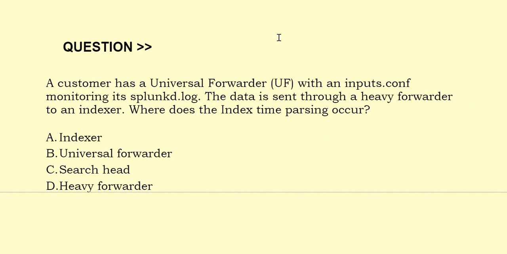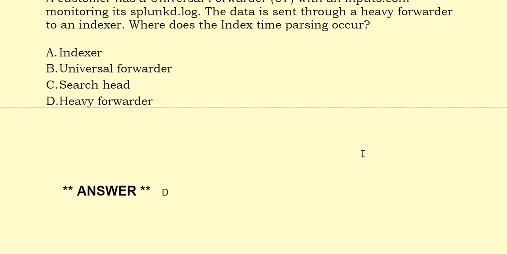A customer has a universal forwarder, UF, with an inputs.conf monitoring its splunkd.log. The data is sent through a heavy forwarder to an indexer. Where does the index-time parsing occur? Option A, indexer. Option B, universal forwarder. Option C, search head. Option D, heavy forwarder. The correct answer is option D.